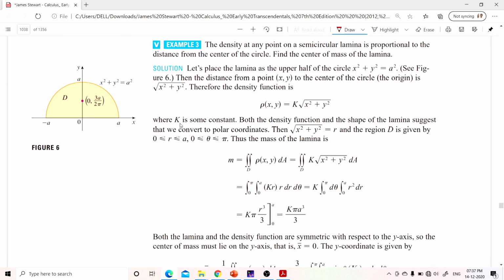Sometimes we may need to convert to polar coordinates and do the integration. Whatever we have studied in double integrals can be applied in calculating these things.